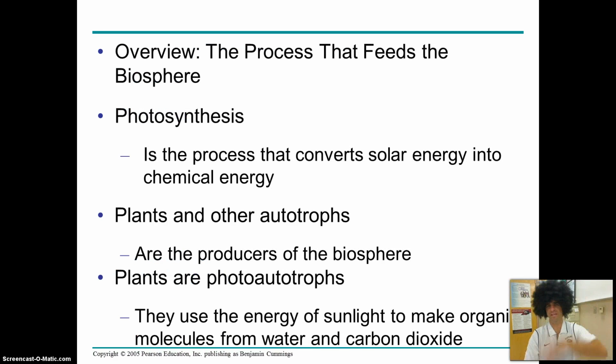Photosynthesis converts solar energy to chemical energy. It's not just plants, it's other autotrophs as well, including photoautotrophs, algae, various bacteria, and so on. They need carbon dioxide, they need water, and they use the sun's energy as a catalyst to make sugar, glucose.